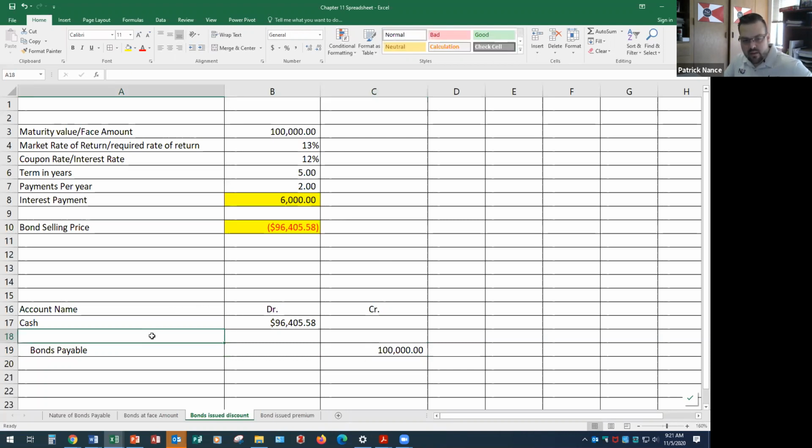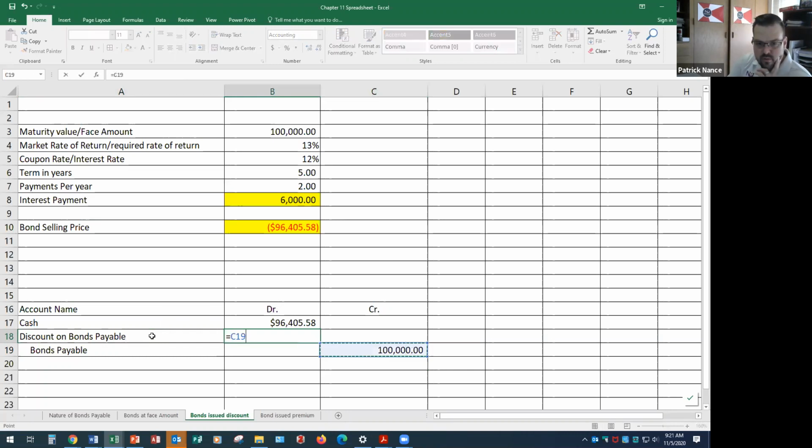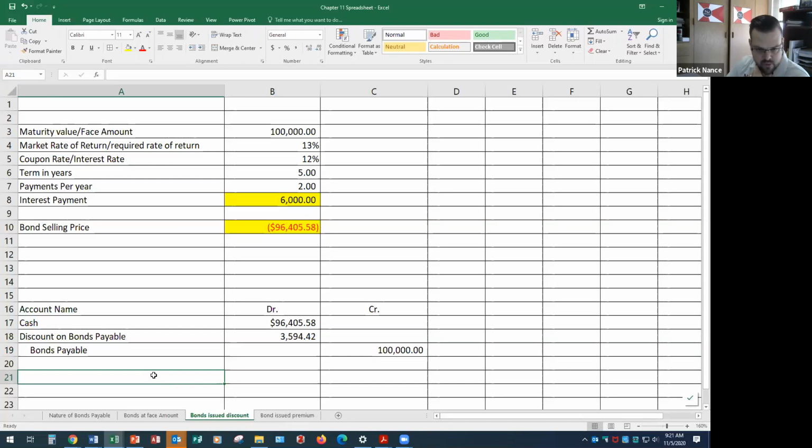So the other account that I'm going to use here, which is a contra liability account, is a discount on bonds payable, which is the difference between the two. So 3,594.42, or like I said, they rounded it in the book, but 3,594.42 would be my discount amount. Now, the problem is that this discount really should be spread out over all the payments.